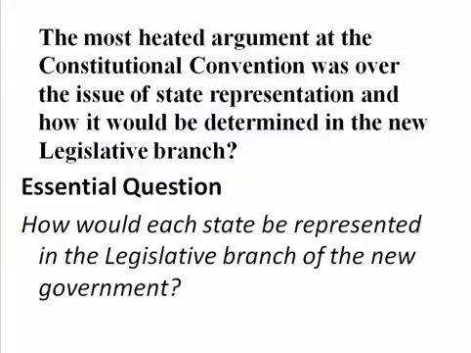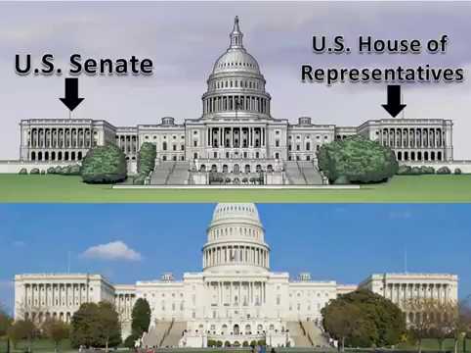So there was a big argument at the Constitutional Convention, and one of the most heated was this issue of state representation in this new national legislature, the part of the national government that's going to make the law. How would each state be represented in that legislature? So the essential question is, how would each state be represented in the legislative branch of the new government? If there's a compromise, then something was settled. There was an argument. Essentially what we're going to talk about is the creation of the United States Congress.